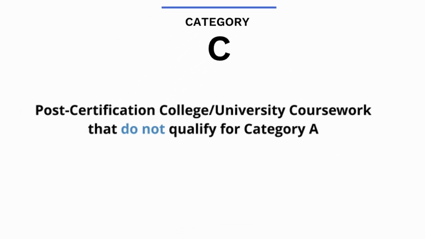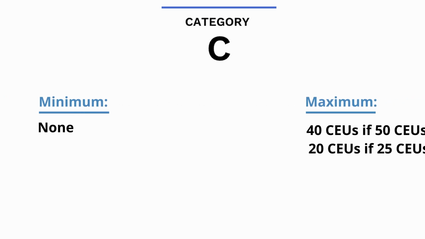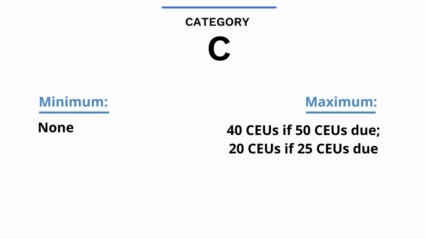Category C programs are for post-certification college or university coursework that do not qualify for Category A. There is no minimum in Category C. The maximum for Category C is 40 CEUs if 50 CEUs are due, or 20 CEUs if 25 CEUs are due.